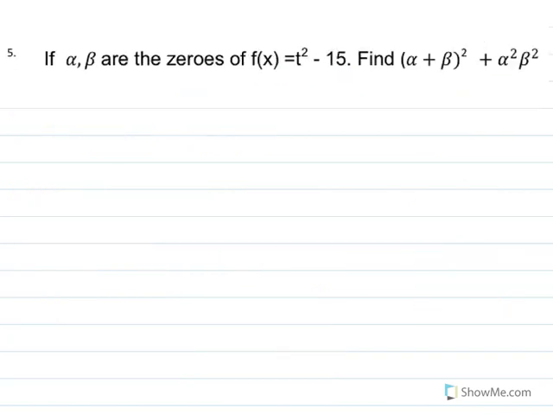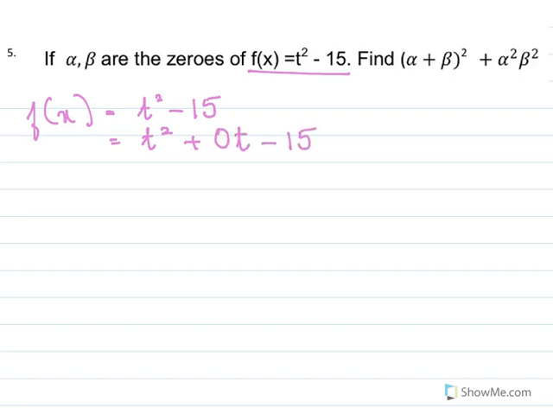If alpha beta are the zeros of the polynomial, find alpha plus beta the whole square plus alpha square beta square. So again the polynomial is t square minus 15. Remember this polynomial has got just 2 terms. So let's write it in standard form: t square plus 0t, it doesn't have a t, minus 15. Now when you compare it with ax square plus bx plus c, a is equal to 1, b equal to 0, c equal to minus 15.